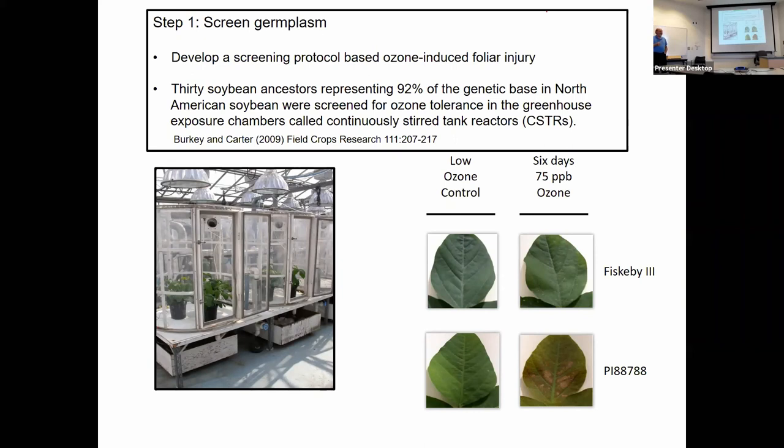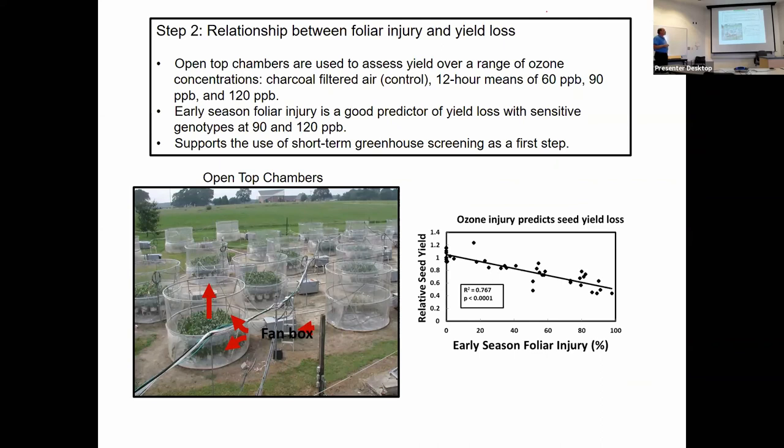We then asked the question, is the foliar injury that we see in the greenhouse related to yield loss in the field? Many years ago, about three generations of scientists ago, people developed this technology called open top chamber technology. We still are using that down at the Inwood roadside. We are growing plants in pots, in a system of open top chambers where you're bringing in ambient air, distributing it around a double panel wall around the plants and then out the top.